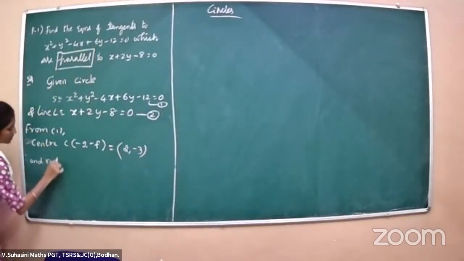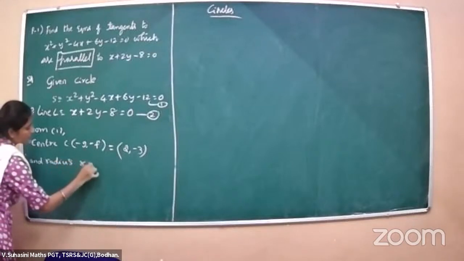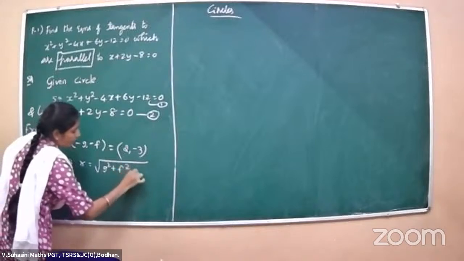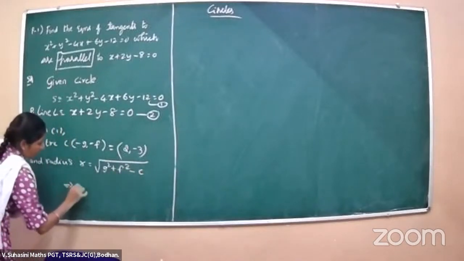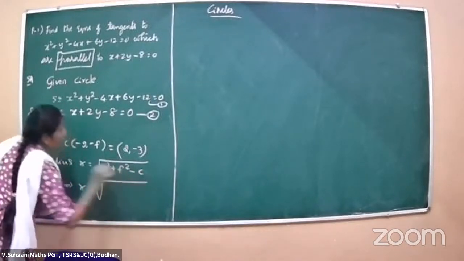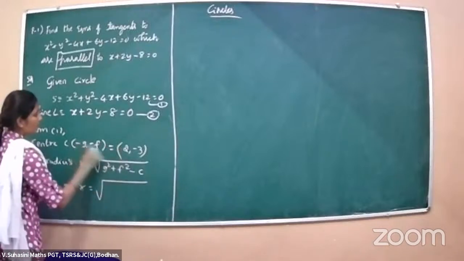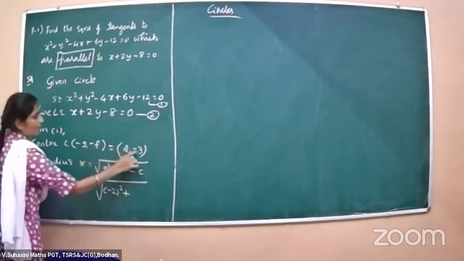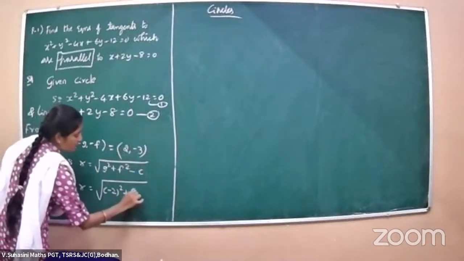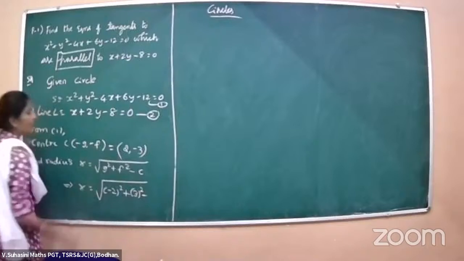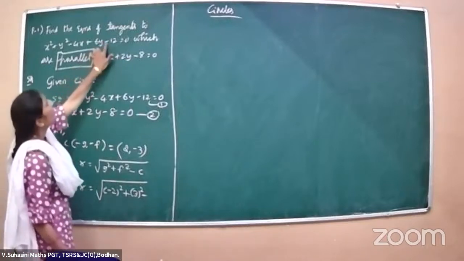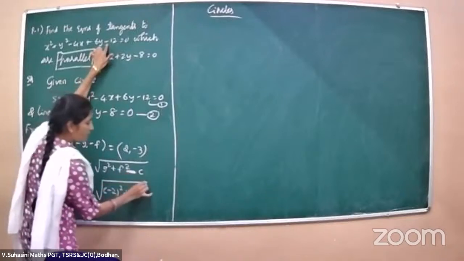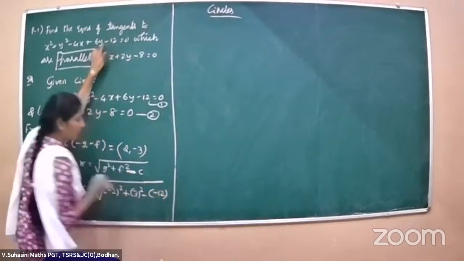And radius r is equal to, what is the formula, children? Under root of g square plus f square minus c. r is equal to under root of, what is g square? Minus g is 2, so g is minus 2, square. Minus f is minus 3, so f is 3. Minus c. c we have minus 12. In the formula also we have minus, so minus of minus 12.